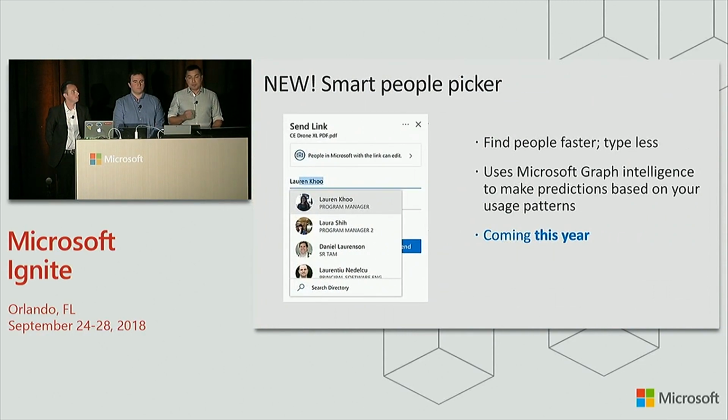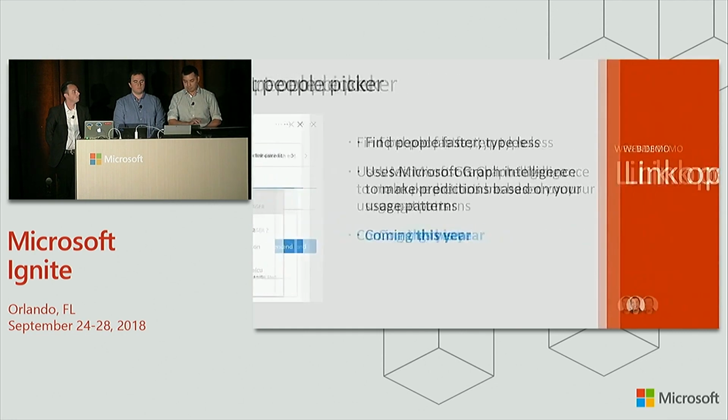We're introducing our new Smart People Picker, which allows you to find the people that you want to share with faster and type less. Using Microsoft Graph Intelligence, OneDrive predicts the people that you're likely to try and address based on your collaboration patterns, not just in OneDrive, but based on the people you email with, based on who you're meeting with. Using these patterns, we can bring that intelligence into OneDrive so that it's easy for you to share. This is going to be coming later this year.